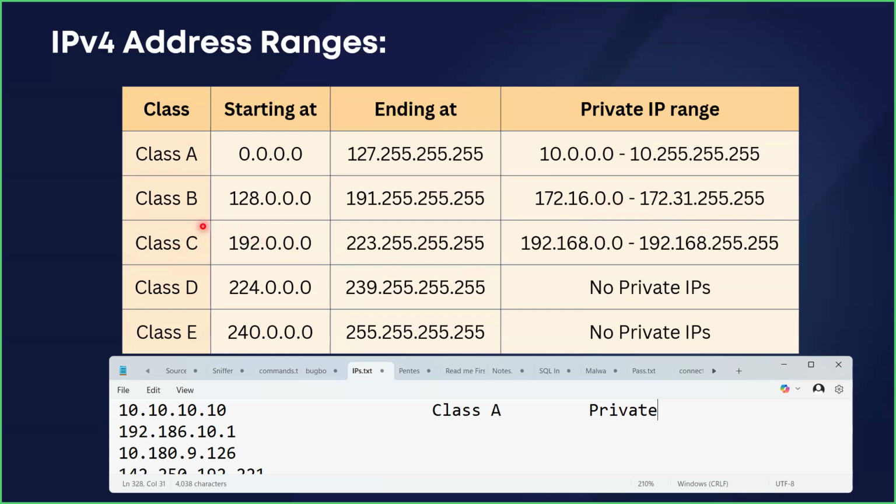And for an IP to be a private IP in class C, what's the condition? First octet should be 192. Second octet should be 168. And the remaining two can be anything from 0 to 255.